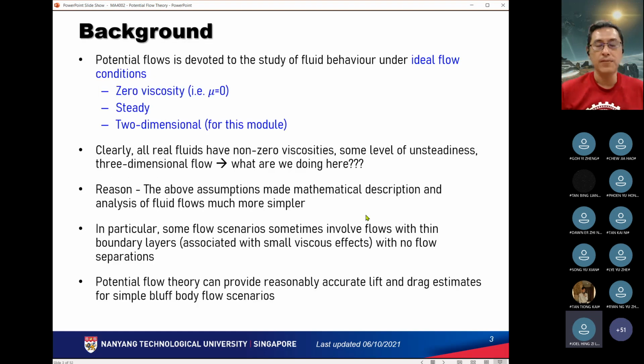Okay, some background information with respect to potential flow. Potential flow theory is basically a set of theory that's devoted to the study of fluid behavior under very, very idealized flow conditions. For example, viscosity is always 0 when we talk about potential flow theory. The flow is always steady. And at least for this module, the flow is always 2D. There are 3D potential flows, but I think that's just too much. 2D potential flow theory is already tough enough. So it's best for everyone.